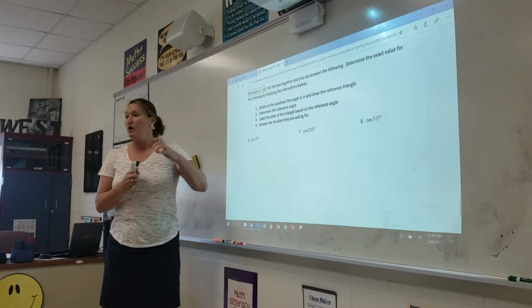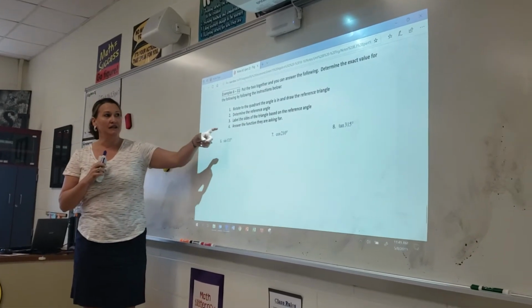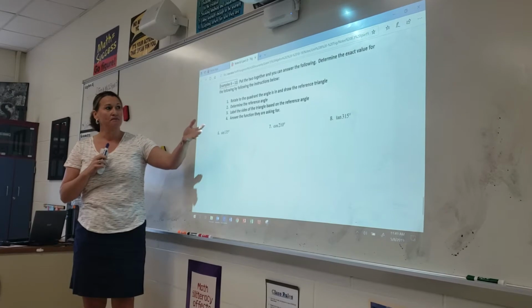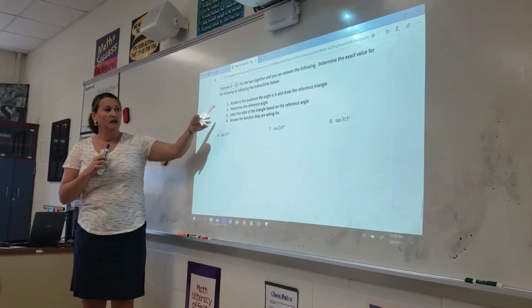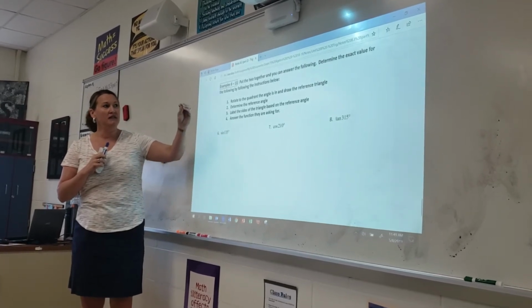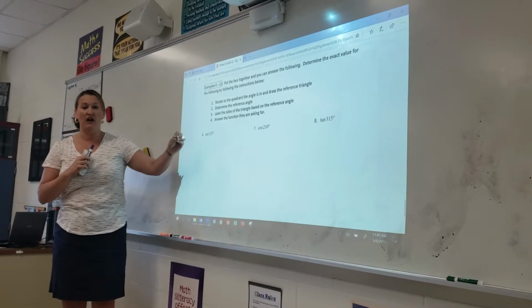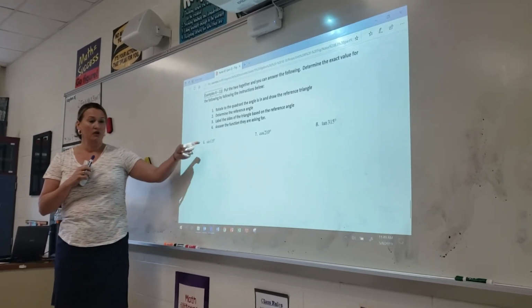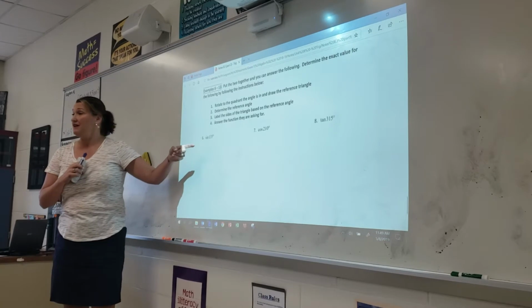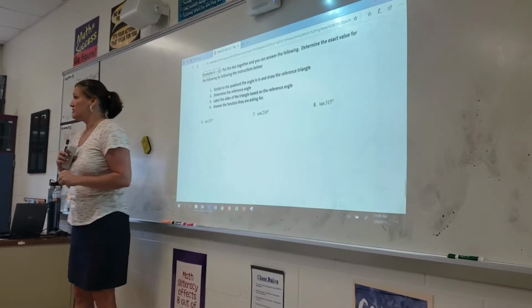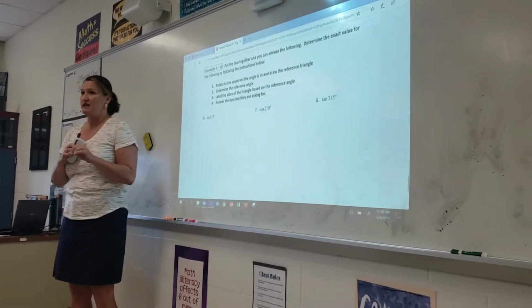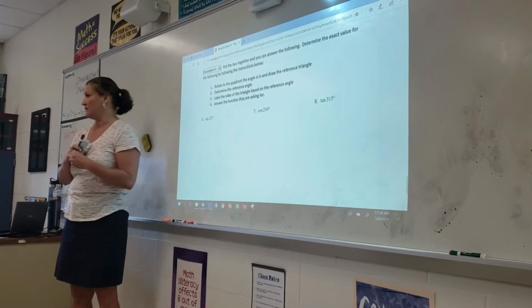So what we're going to do is follow these steps. And here's the good thing about this. It says to determine the exact value for the following. You do not get to type in the sine of 135. Today on your homework, it literally says, no calculator allowed.